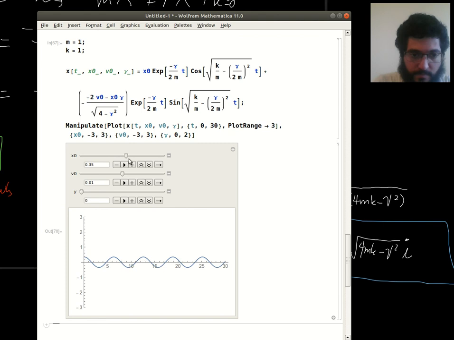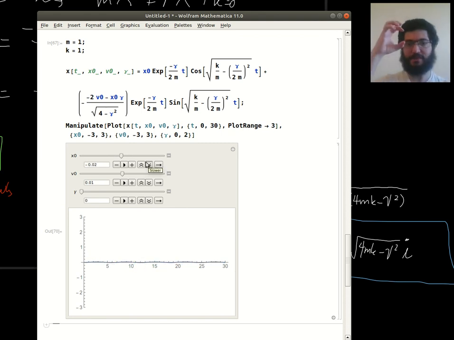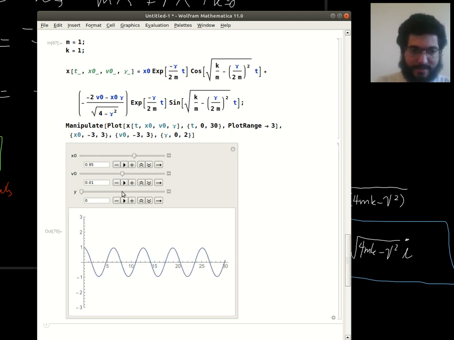And if I set x naught to 0, of course, then that's just having it at equilibrium and letting go from rest. It's not going to go anywhere, right? It just stays at equilibrium. But if you displace it a certain amount and then let go, then it oscillates. And there's no decay. Why? Because gamma started at 0 here. So there's no damping, so it just oscillates.